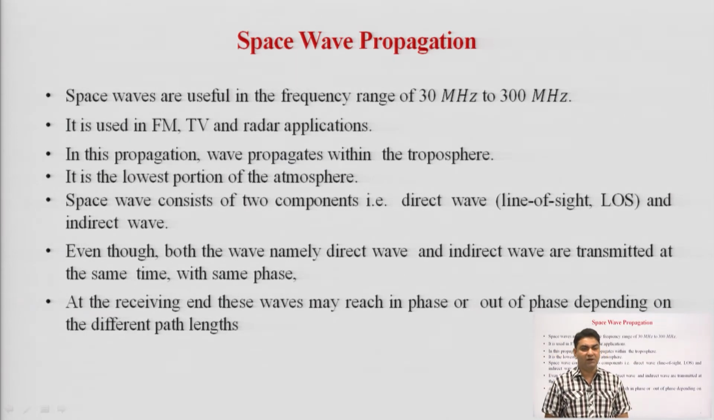And space wave consists of two components. First one is direct waves. Direct waves means the electromagnetic signals which are transmitted from the transmitter and reaching the receiver directly. The communication between the transmitting antenna and receiving antenna is directly to each other, and when the signals are reflected from the earth surface and then they are reaching the receiving antenna, this is known as the indirect signal. So, the combination of direct signal and indirect signal both have their contribution to form space wave propagation.